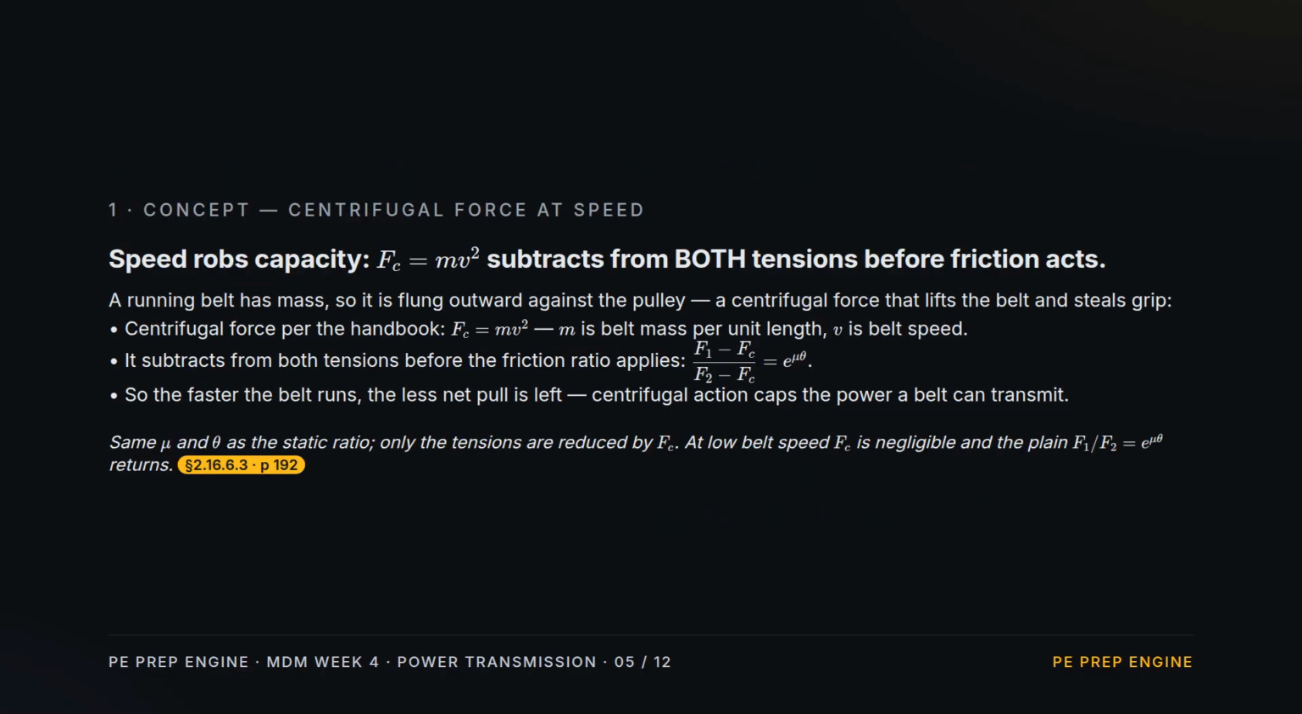Concept 4. Centrifugal force. At speed, the belt's own mass is flung outward. A force Fc equal to mass per length times velocity squared. That force lifts the belt off the pulley, so it has to be subtracted from both tensions before the friction ratio applies. The faster the belt runs, the less net pull is left for real work. Centrifugal action quietly caps the power a belt can carry.